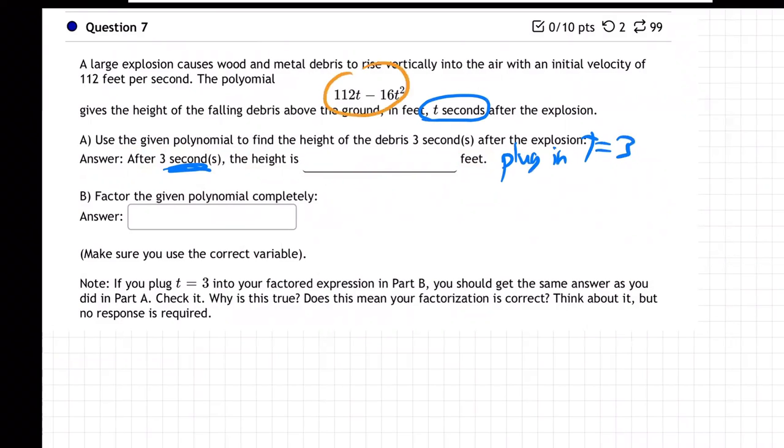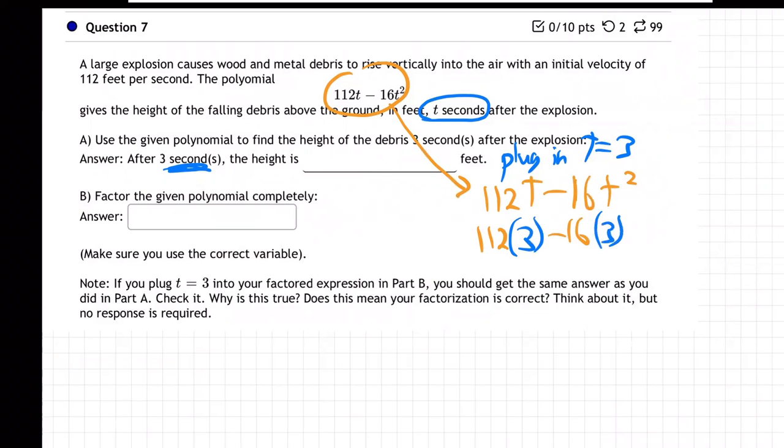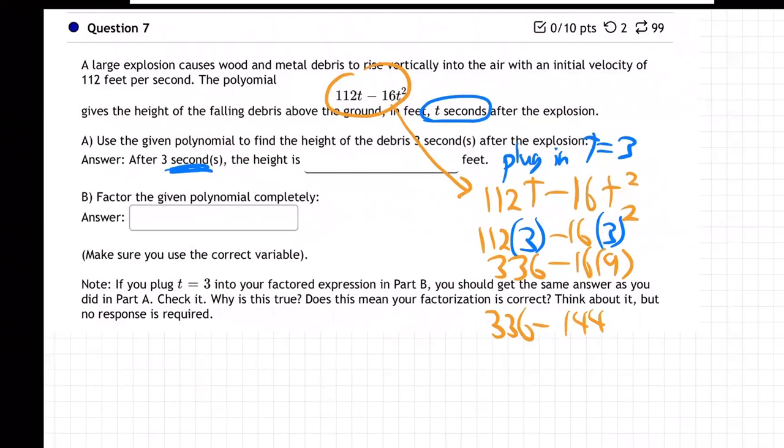So grab this formula, bring it down. 112t minus 16t squared, and plug in 3 for t. See that? I just plugged in 3 for t. Hit the buttons on your calculator. And so it's going to be 336 minus 16 times 9. What's that? 336 minus 144.